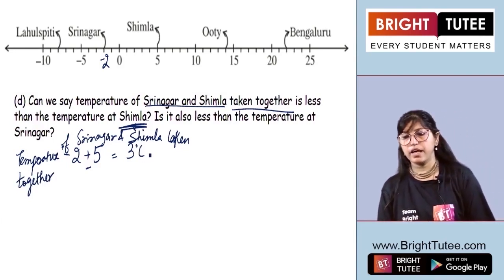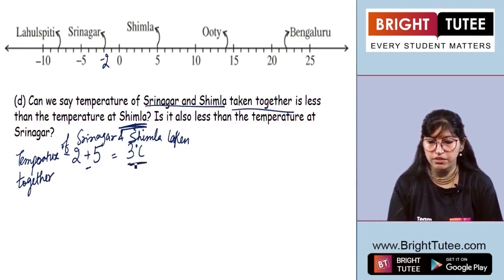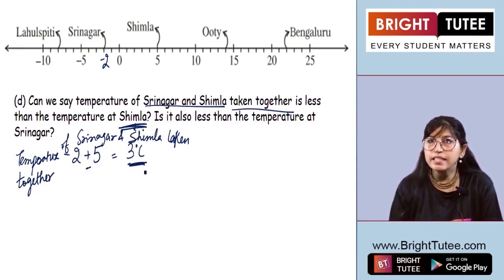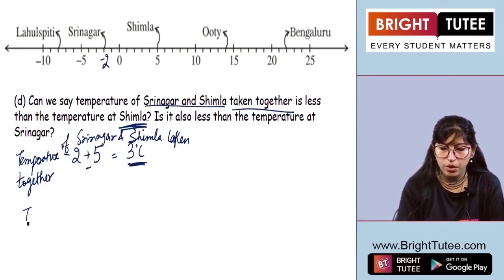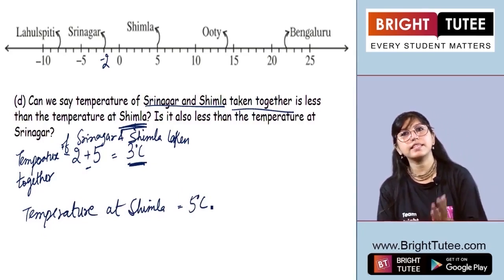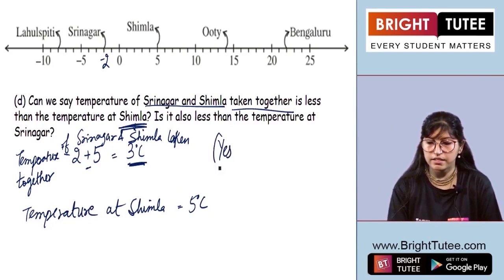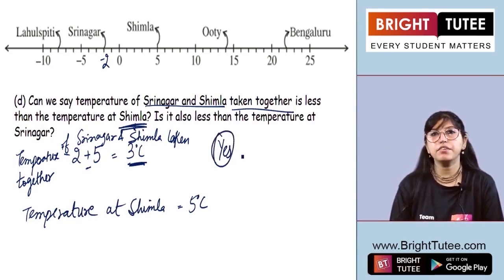Now they've asked whether the temperature of 3 degrees Celsius that you are getting is less than the temperature at Shimla. So what is the temperature at Shimla? The temperature at Shimla is 5 degrees Celsius. Now you tell me, is 3 degrees Celsius less than 5 degrees Celsius? The answer is yes. It is less than 5 degrees Celsius.